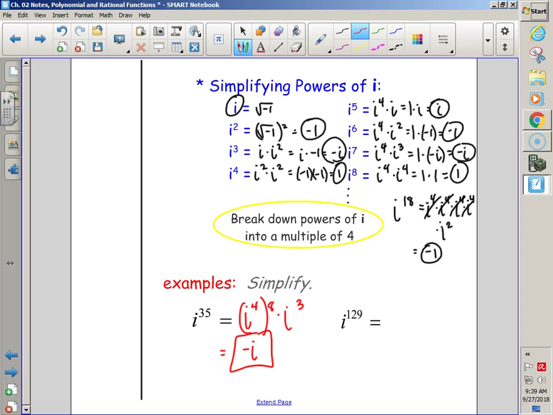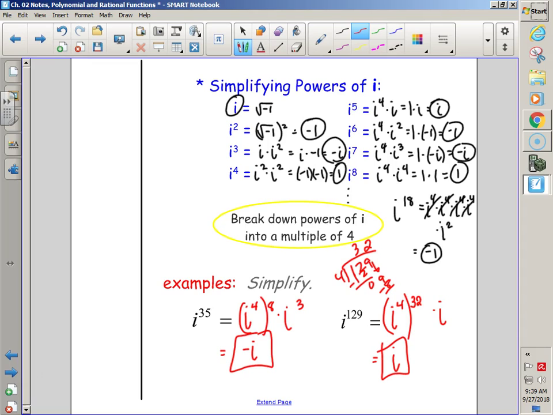I to the 129th. Anybody figure out how many 4s are in there? 32. How many extra i's? Wait, 32, right? We're not scared of division, are we? 3, that's a 12. 0, bring down the 9. 4 into 9 is 2. How many extras are there? Just 1. Oh! He's just I.